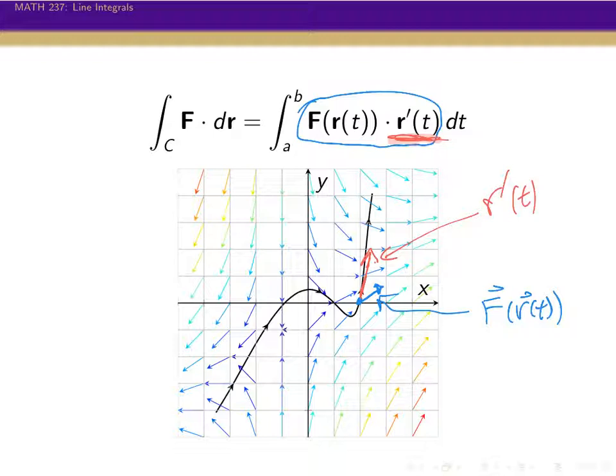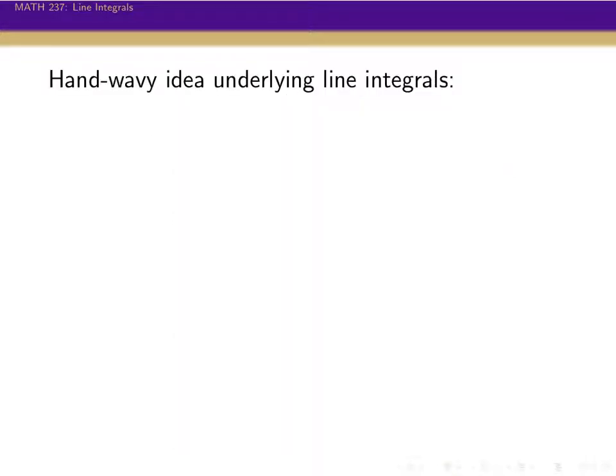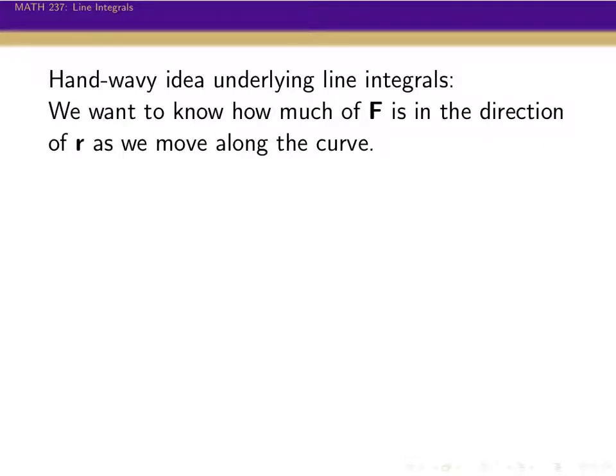Why would we ever want to do something like that? Here's, as it says, a hand-wavy idea underlying where these are coming from. The central question is, at each point we're thinking about how much f is in the direction of the curve as we move along. So how much is f moving in the direction of the curve? Well, the direction of the curve really is r prime. This is telling us the direction of the curve.